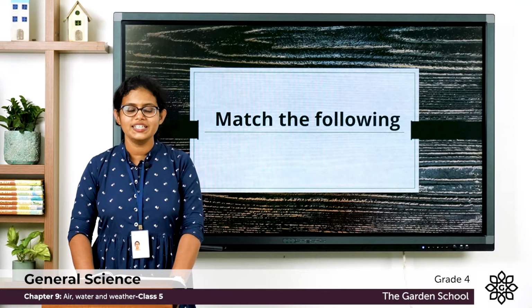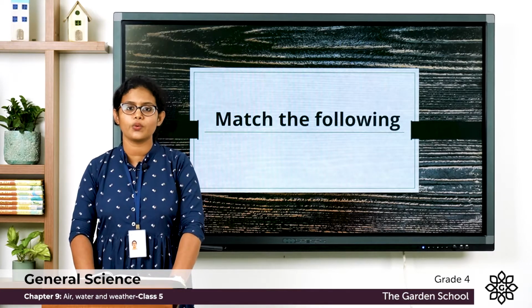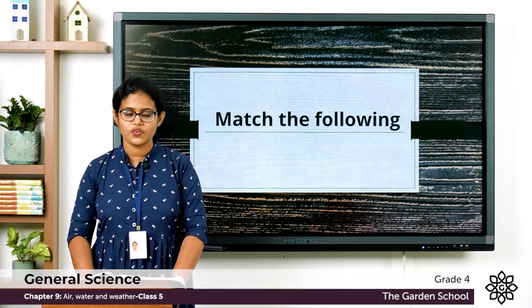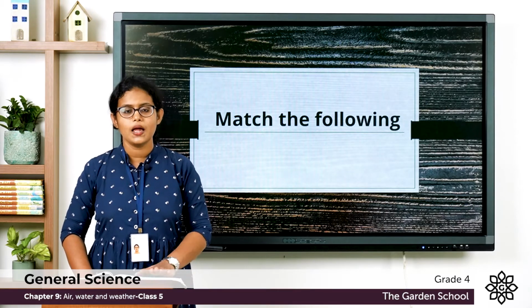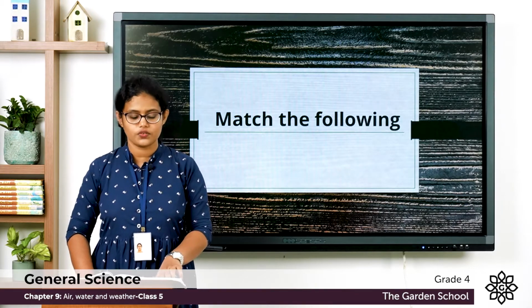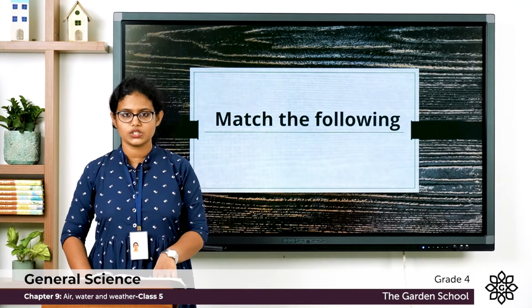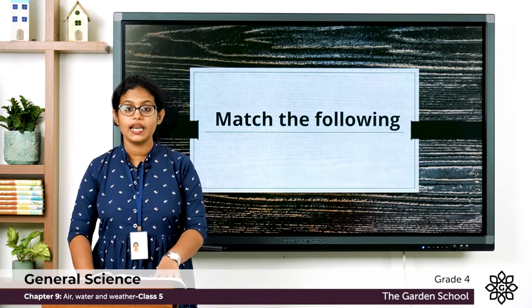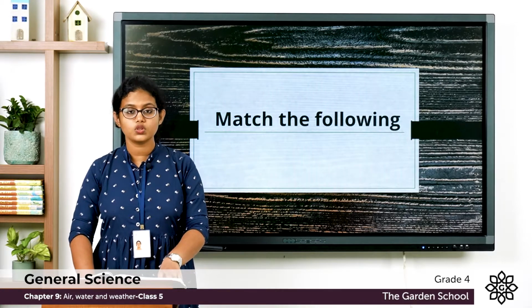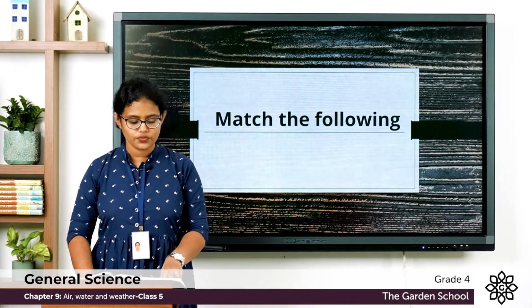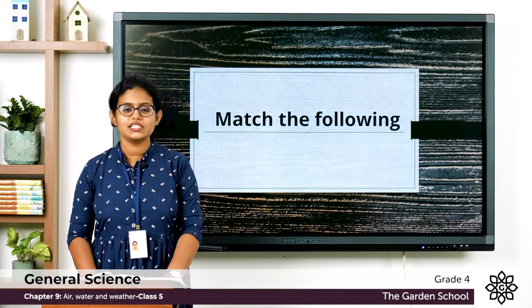Now let's move to the second one. Match the following. There are 5 questions given and you can match them. See the first one, fog. Second one, sedimentation. Third one, land breeze. Fourth one, rain. Fifth one, snow. So let's see the answer.